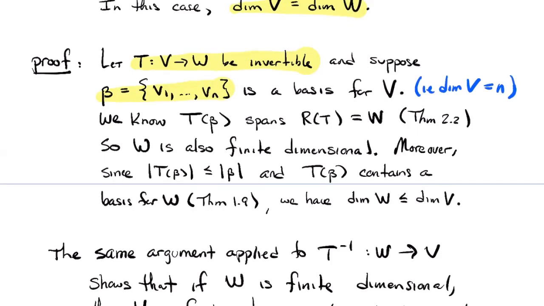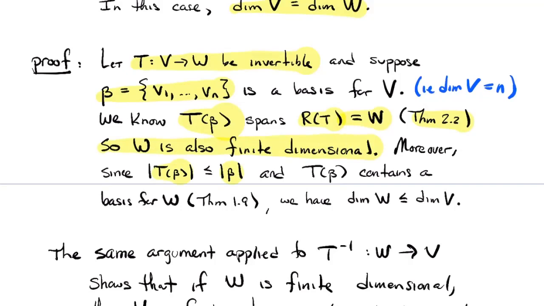All right, so if we take the image of those basis vectors, by a previous theorem, Theorem 2.2, I looked it up for you, that set T of beta spans the range. But T is an invertible map, so it's onto, so the range is equal to W. So T of beta spans W. Okay, T of beta is a finite set, so first of all, W is finite dimensional. It's got a finite spanning set. And then moreover, T of beta cannot have any more elements than beta does, right?